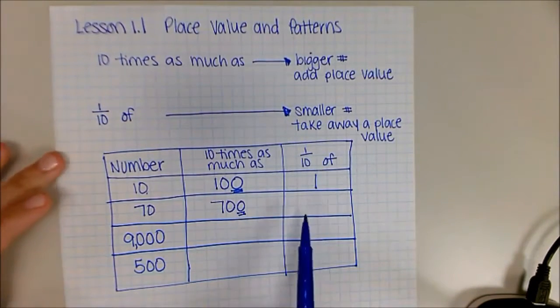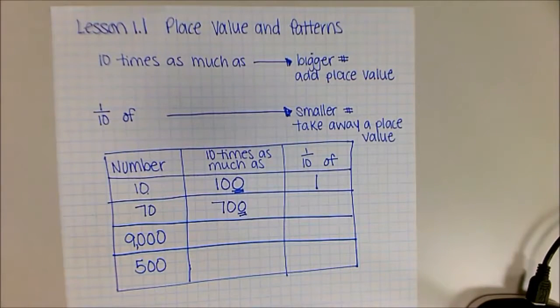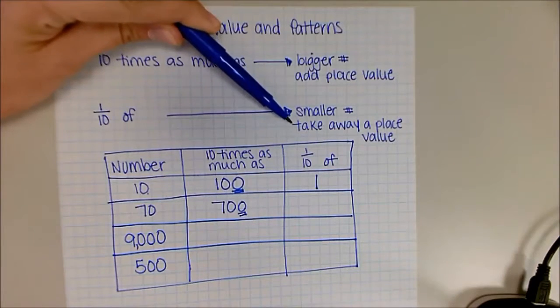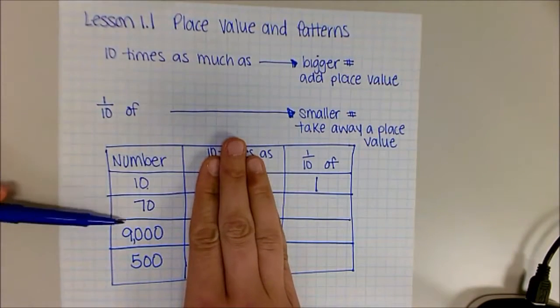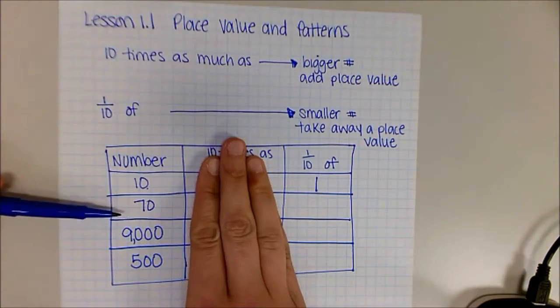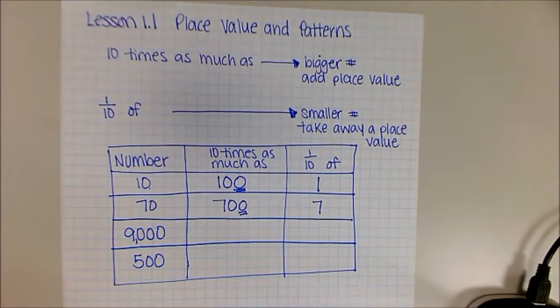Now, if I ask what is 1/10 of the number 70, I'm thinking in my head that I want a smaller number. So I'm going to take away a place value. So I'm going to totally forget about this middle column, and I'm going to go back to the 70. And I'm going to say if I'm taking away a place value, that means that I'm going to be left with the number 7.